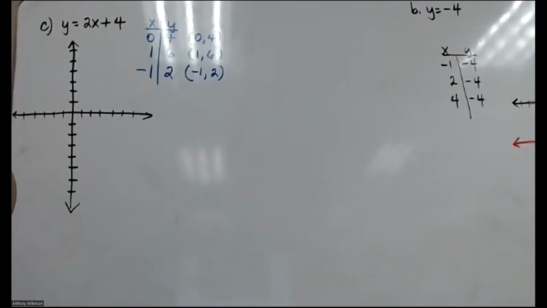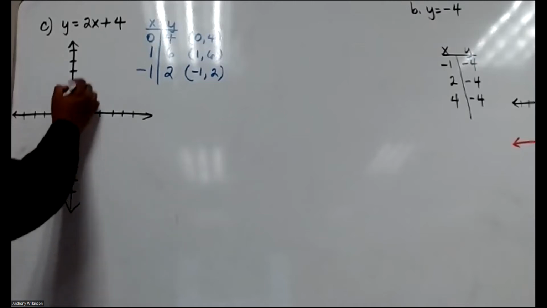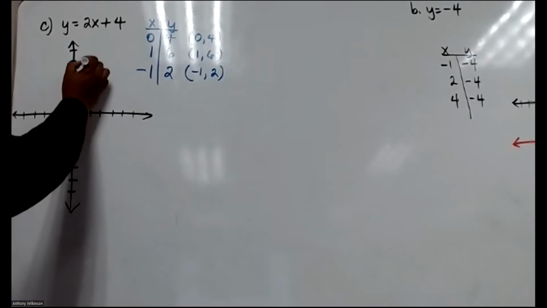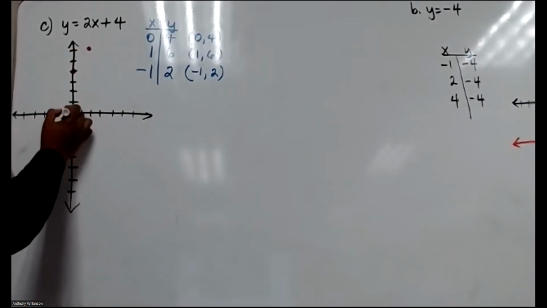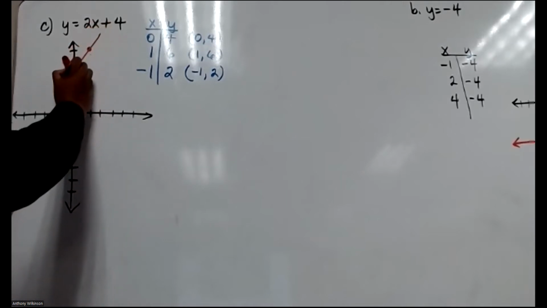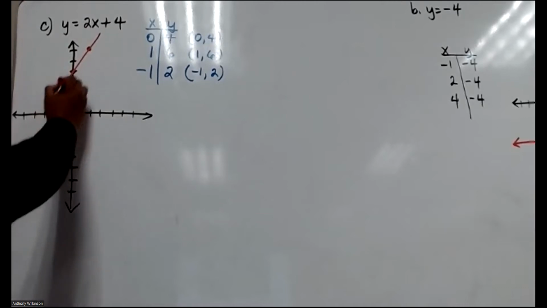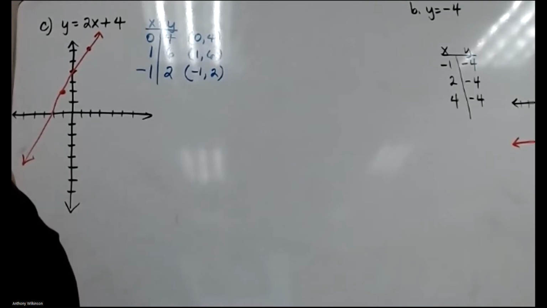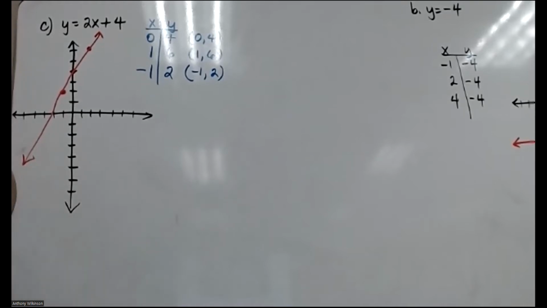All right, so now plot those on the coordinate plane. Start with (0, 4), that's on the y-axis. (1, 6) will be to the right 1 and up 6. And (negative 1, 2) will be to the left 1 and up 2. So pretty much those three points form a straight line. That's the graph of the equation y equals 2x plus 4. Okay, any questions about graphing linear equations?